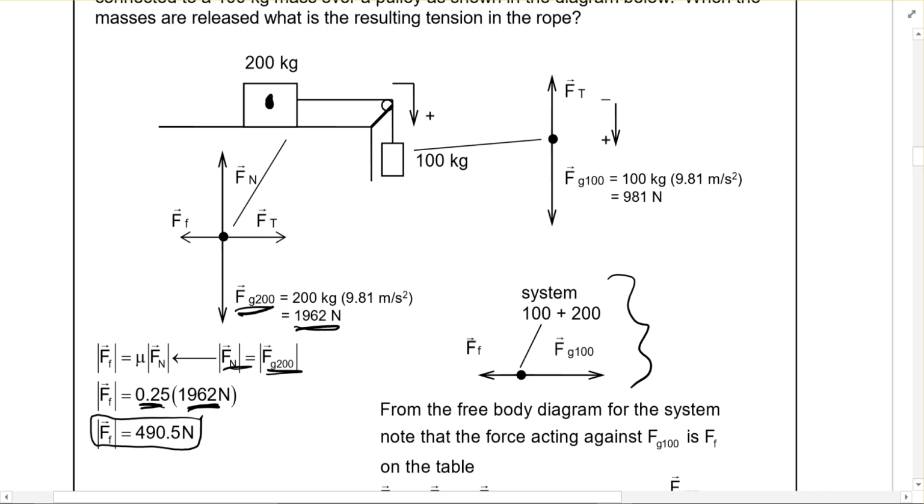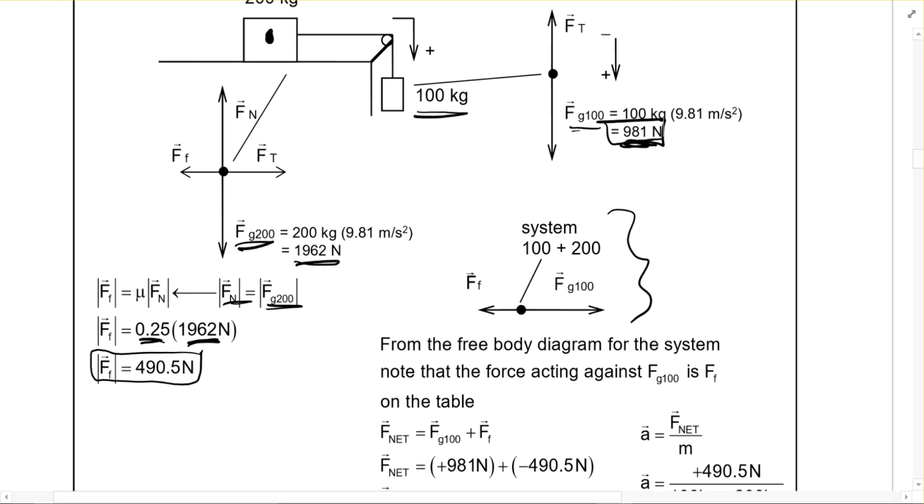Now, if we're looking at the 100 kilogram block, this one's going to be a little bit more straightforward. We're going to call down positive though, because that's the way we're going to assume this thing is accelerating. Well, it's the only way it could. It's not going to go back up the ramp. So we're going to call down positive, and Fg is going to be 100 kilograms times 9.81 meters per second squared. So 981 newtons down. Okay, so we've got our two forces. This one's pulling with 981 newtons. The other one's 490 newtons.